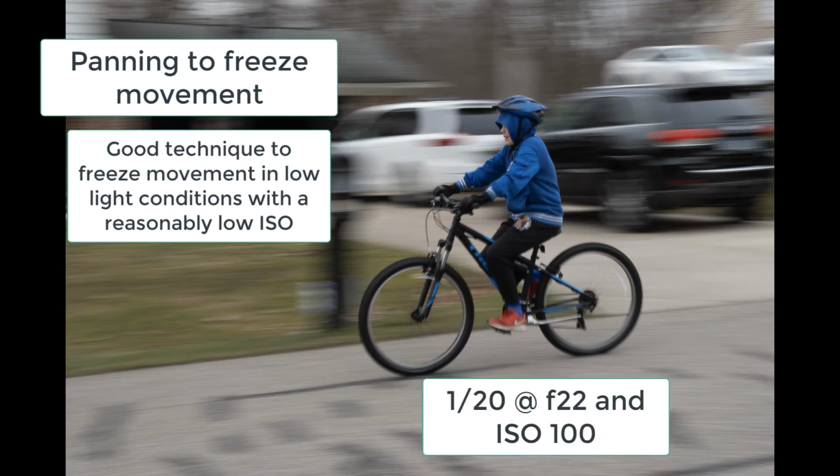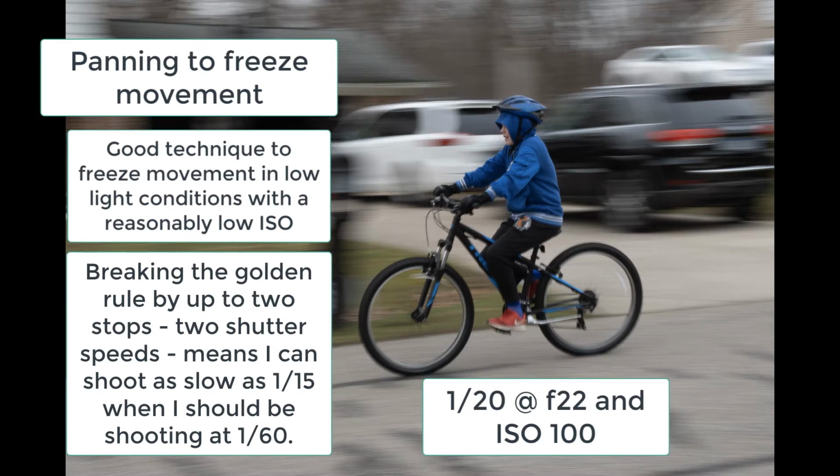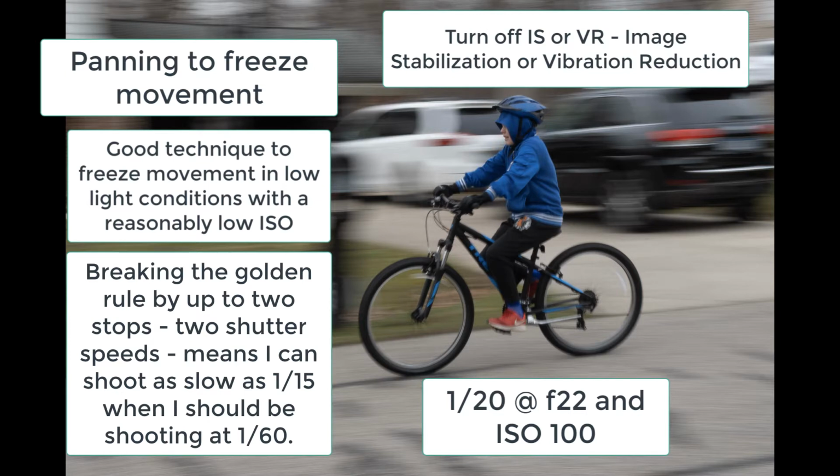So we're at 100 ISO, and the reason I did that is because remember I was at 1/60th of a second at f/22 on the first blur shot, at 400 ISO. When I make my panning shot, I'm going to intentionally break the golden rule here. I'm going to break it by up to 2 stops. I'm going to make sure my image stabilization is turned off, my vibration reduction is turned off, because remember what your image stabilization or your vibration reduction is trying to do. It's trying to freeze the movement of the camera, and if it's successful, then you don't get that super cool panning effect in the background.